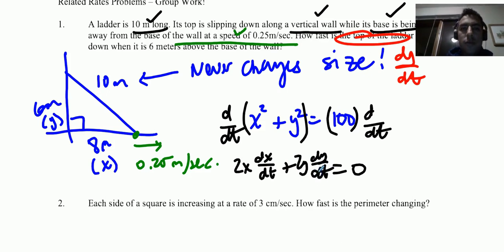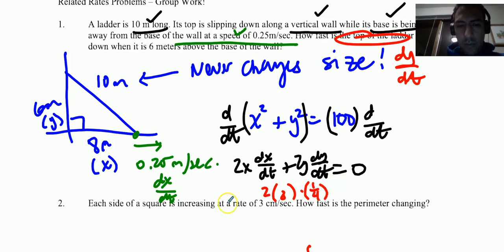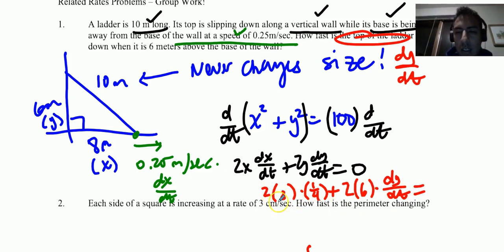Now let's fill in some values. 0.25 meters per second, that's how the x is changing. This is dx/dt. And I have my x is 8. I have my y is 6. Now I just got to plug stuff in. I love this part. So I get 2 times 8 times dx/dt, which is a quarter, 0.25, plus 2 times 6 times dy/dt. And when I do all this math, I get 4, I get 12, I think I get negative 1 over 3.